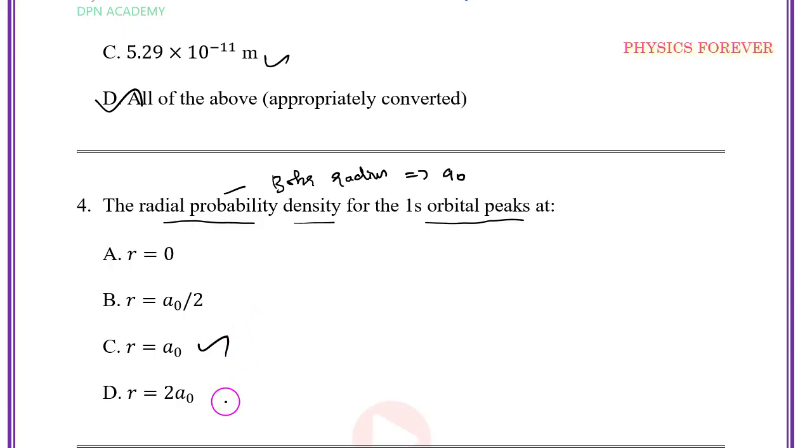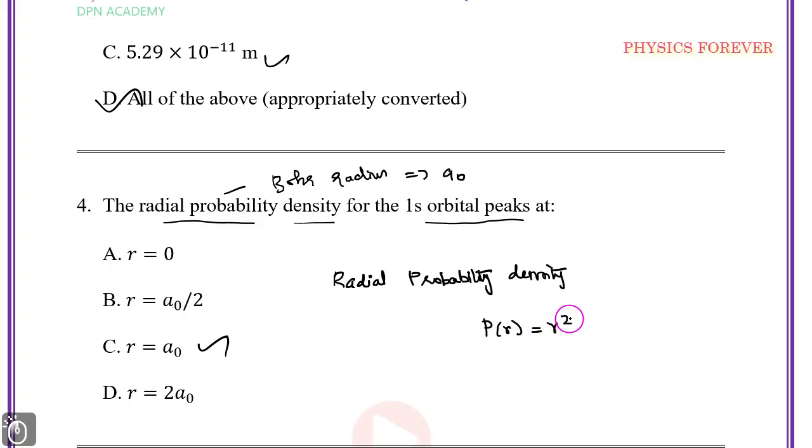So if you look at the formula of the radial probability density, that should be P of r which is equal to r square, then mod of R n l of r, mod square. So this is the formula at peaks, r is equal to a0. So this is what they are asking here. Okay, so the radial probability density is at r which is equal to the Bohr radius.